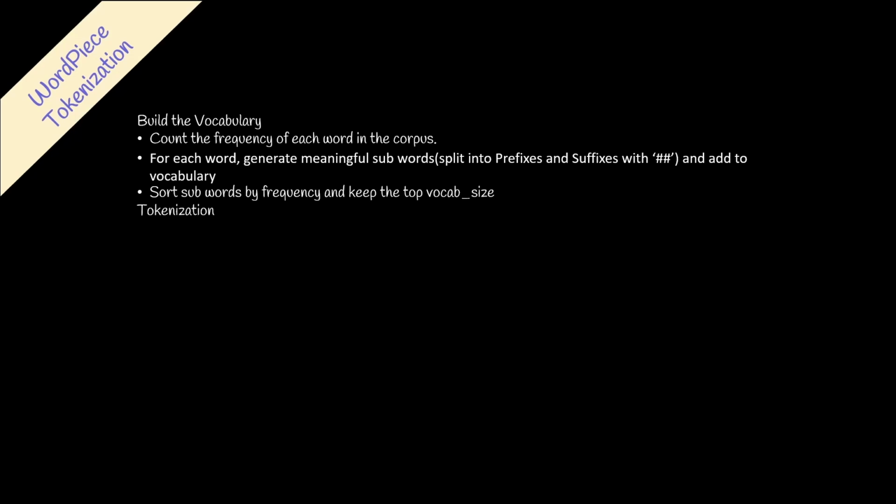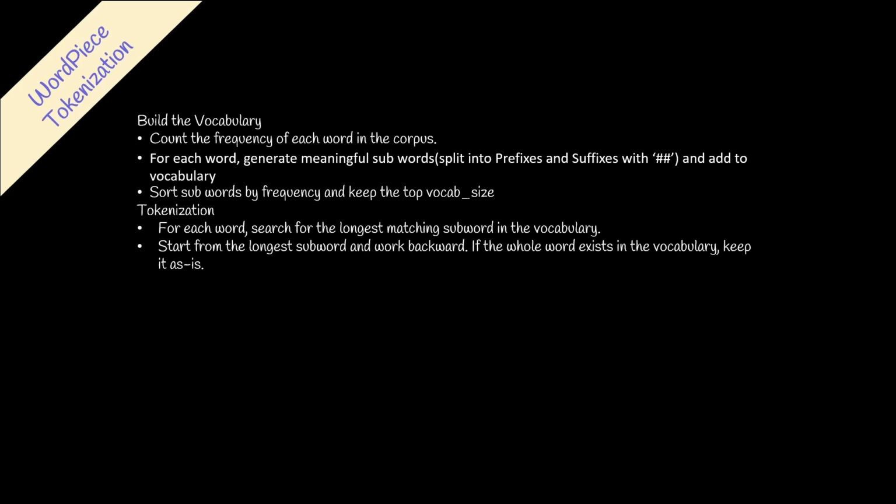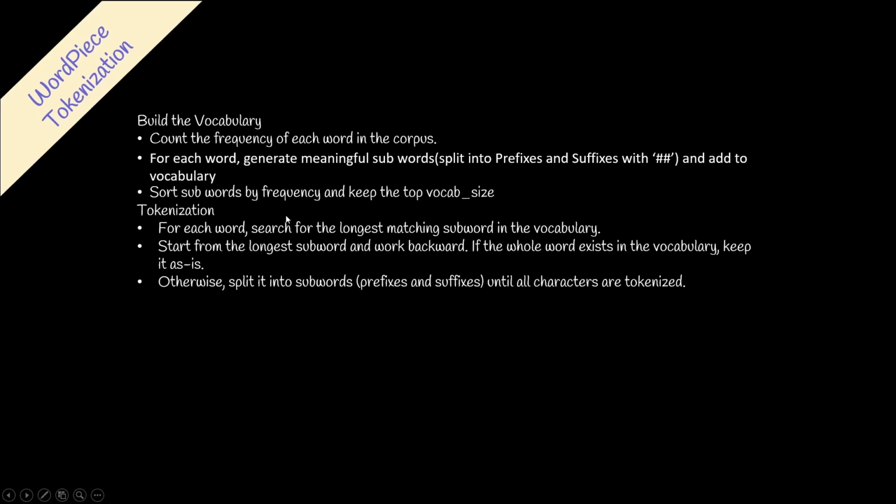For each word that we have given as an input, we will search for the longest matching subword in the vocabulary. We will start from the longest subword and we will work backward. If the whole word exists in the vocabulary, keep it as it is. Otherwise, split it into subwords like prefixes and suffixes, the way that we have done while building the vocabulary. Now we'll repeat the same thing until all the characters are tokenized. If there is no match, then we'll replace the word with an unknown token. WordPiece tokenization is majorly being used in models like BERT.